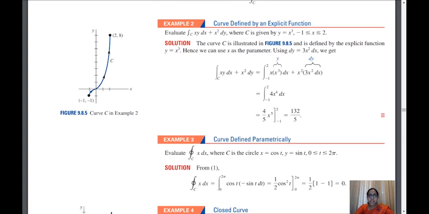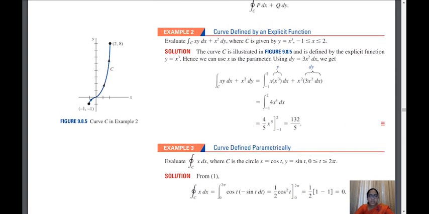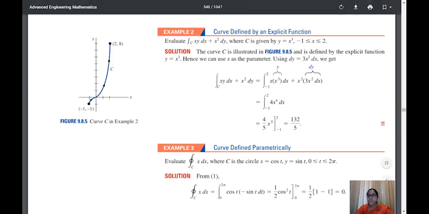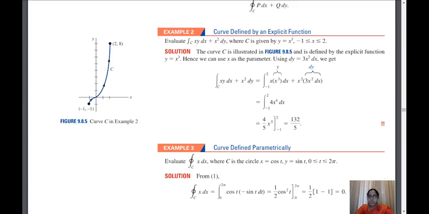Now you can see in example 3, we are asked to evaluate the integral over C of x dx, and there is a circle in this integral. So that means C is a closed curve. C is given to be the circle x equal to cos t, y equal to sin t, where t varies from 0 to 2 pi. How will we find it? We replace x by cos t, and dx is minus sin t dt. So the integral over C of x dx will be the integral from 0 to 2 pi of cos t into minus sin t dt.